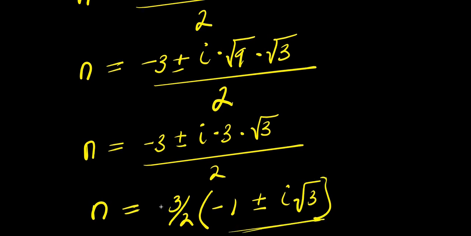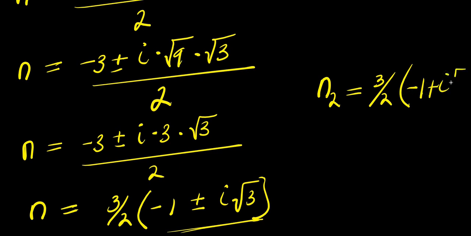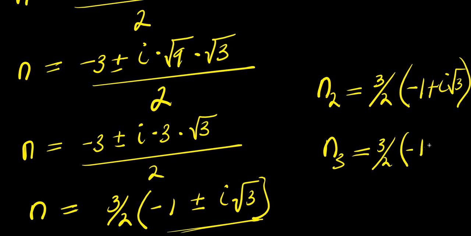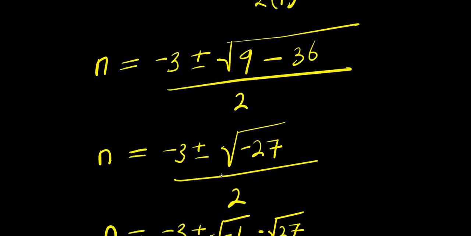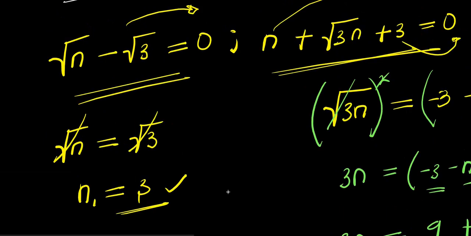So we have two complex values for n. We have our n2 because we have gotten our n1 already. This is 3 over 2 of negative 1 plus i times root 3. And we have our n3 equals 3 over 2 of negative 1 minus i root 3. These are the two complex values for n. And we also have one real value for n, which is this particular value here, which is n equals 3.